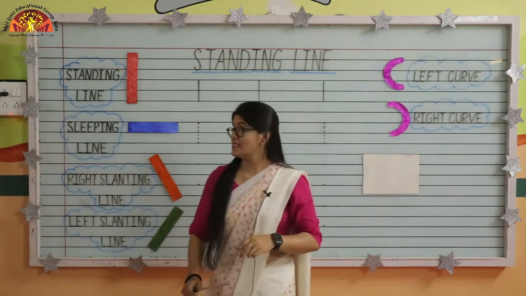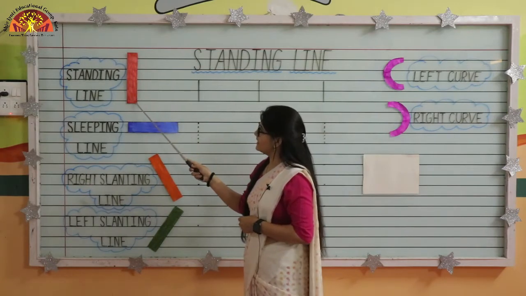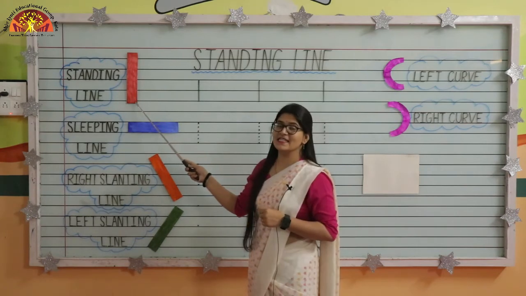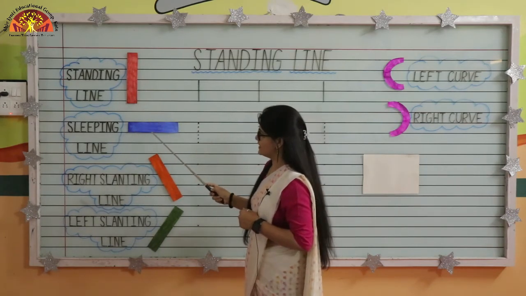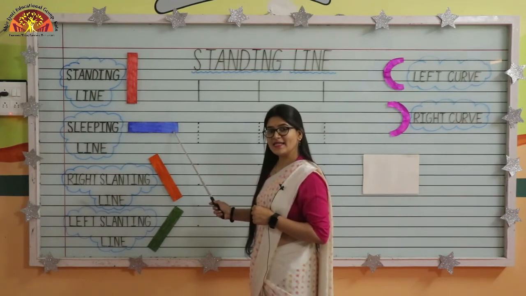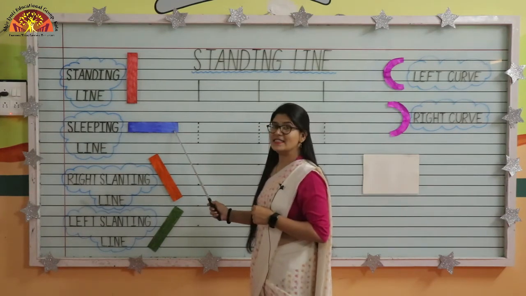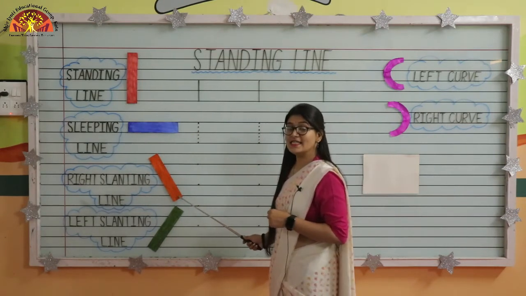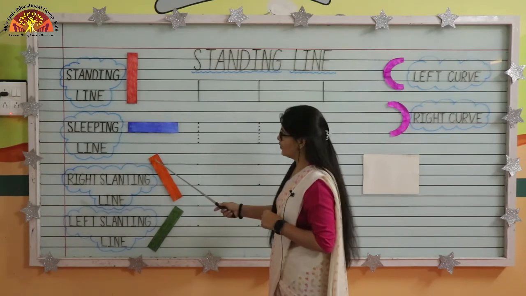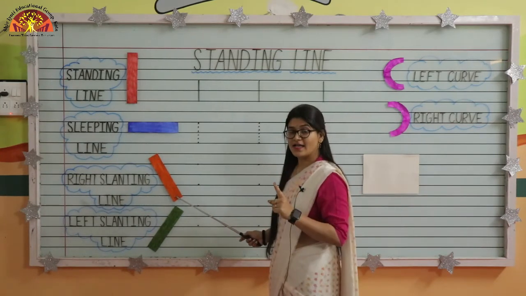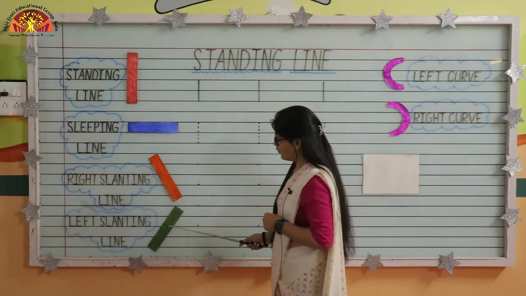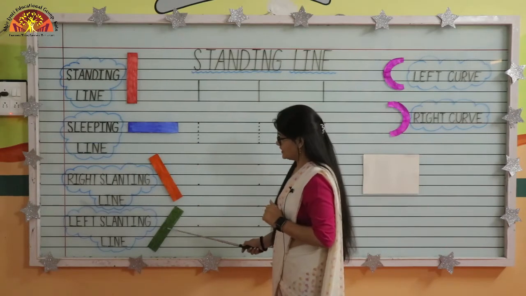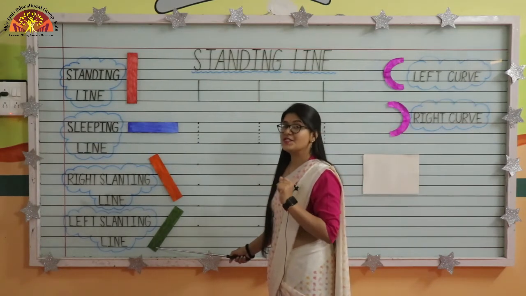Okay. Now kids, look at the board. What is this? This is standing line. What is this? This is sleeping line. Now, what is this? This is right slanting line. And what is this? This is left slanting line.